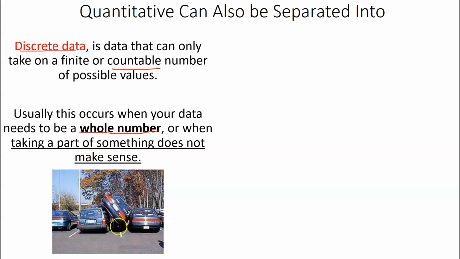Like parking spots is discrete. You can count the parking spots, 1, 2, 3. You can't have a fraction of a parking spot. It doesn't work to have a fraction of the parking spot. So parking spots are discrete.